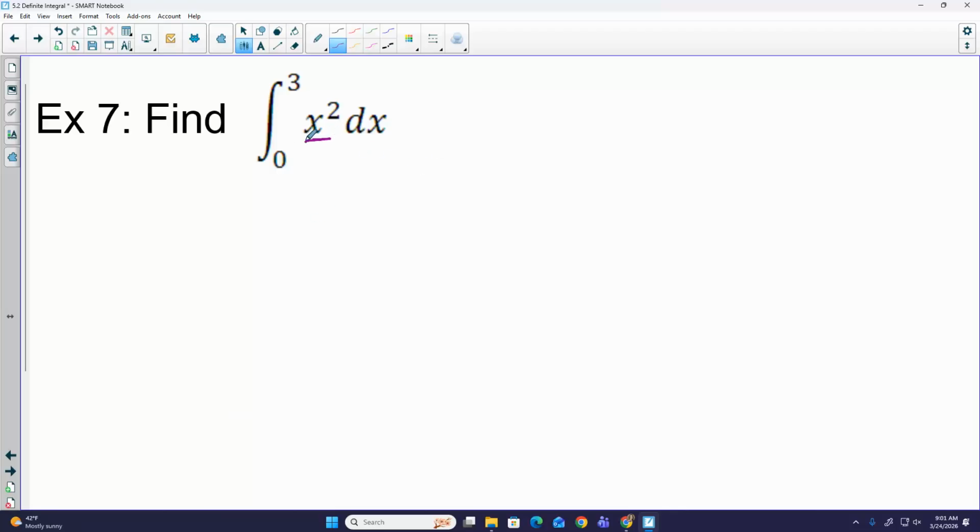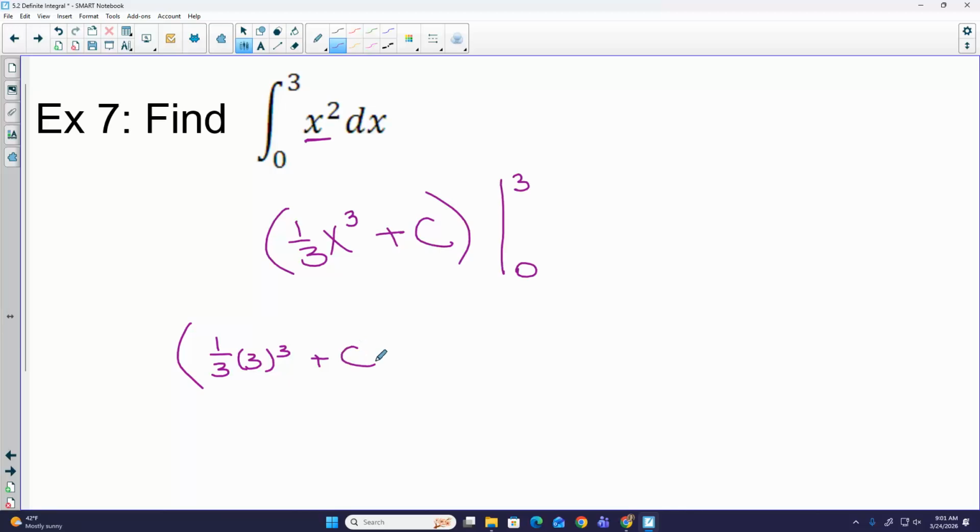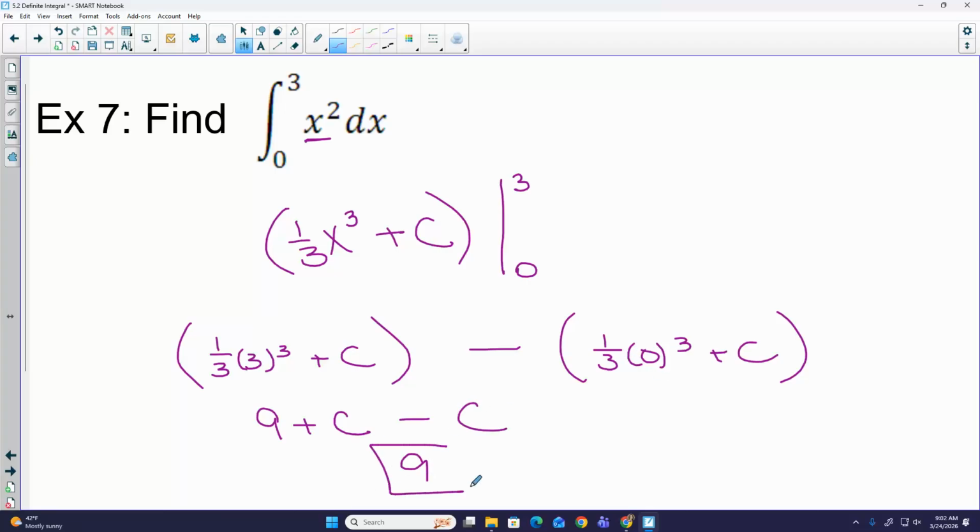Now I'm telling you, what is the antiderivative of x squared? 1/3 x cubed. Technically, we have the plus c on that, right? That's what we were taught. We are going to evaluate this from 0 to 3. Before, we just did generic antiderivatives, we didn't have any limits on those. But now we do. So what this means is you plug in the top, and we're going to subtract what we get when we plug in the bottom one. So 3 cubed is 27 times 1/3 is 9. So I get 9 plus c minus c, which is just 9.